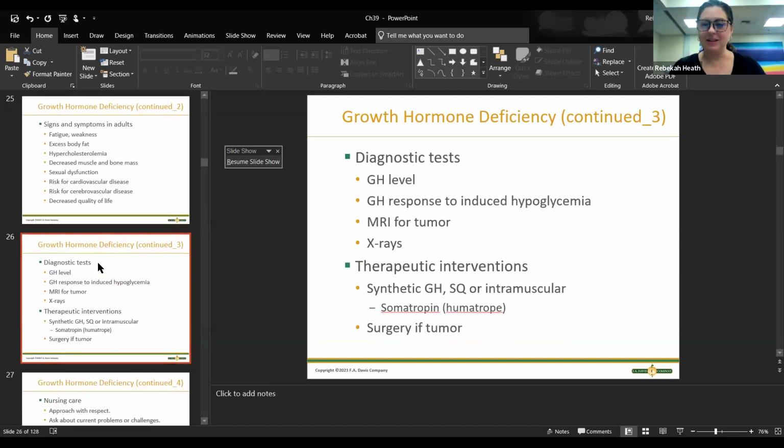How are we going to diagnose it? Well, they're going to do some blood tests. They're going to check your growth hormone level. They're also going to see how you respond to hypoglycemia. That's going to show them how your body's affected by this. They might do some scans looking for a tumor. And then we're going to be giving growth hormone. We don't have enough of it, so we're going to give it to them to help correct some of that. Or if there's a tumor causing the issue, we're actually going to do surgery to remove it.